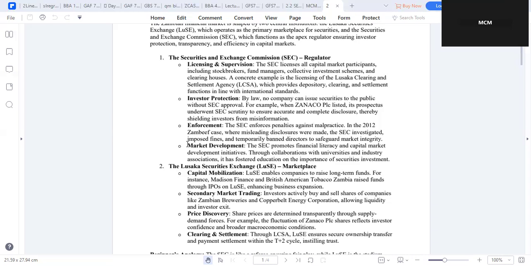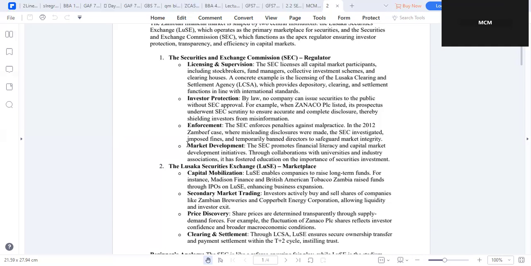By law, no company can issue securities to the public without approval by SEC. For instance, Zambia National Commercial Bank, which is a listed company, underwent SEC scrutiny to ensure that what they are providing is accurate and there's complete disclosure, and also it shields investors from misinformation.